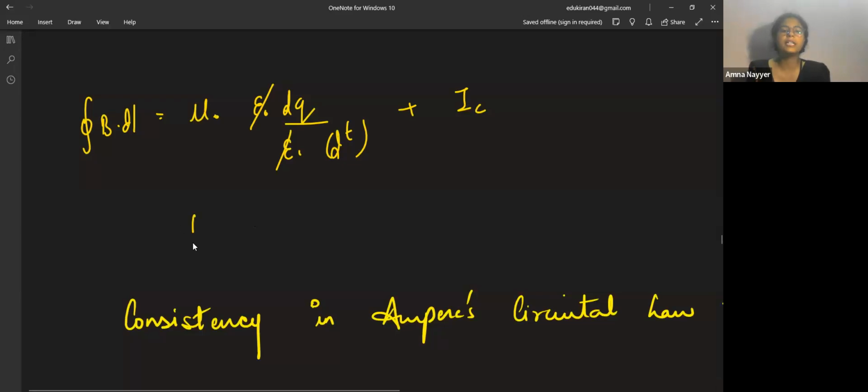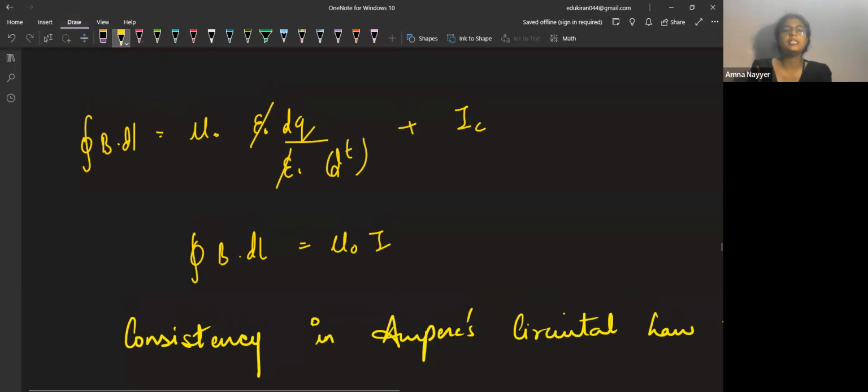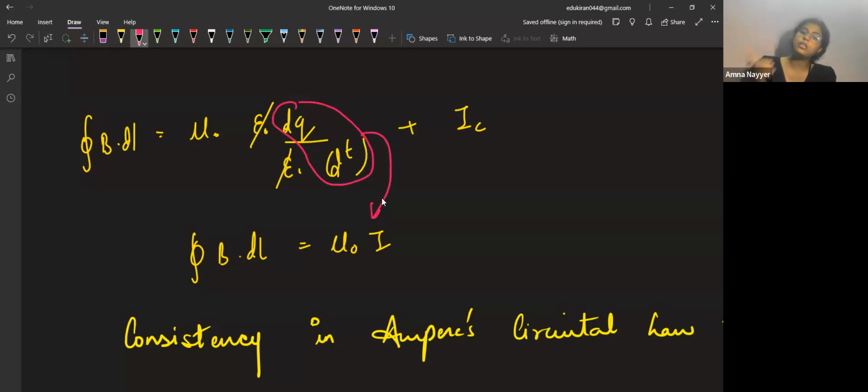Finally, you are getting this closed integral of B dot dl is equal to mu naught I, right? This is I, where your current is now equal to C. How have we concluded this? dq over dt, this dq over dt, this is equal to I, right? Which is now consistent with Ampere's circuital law.